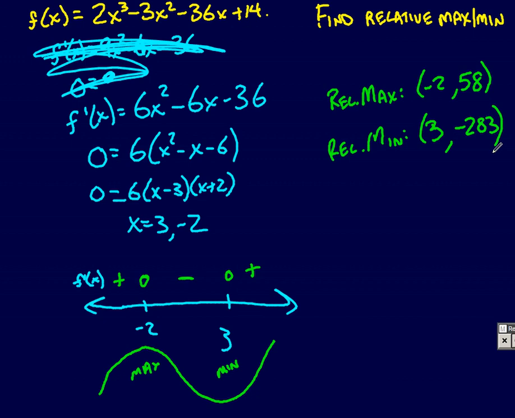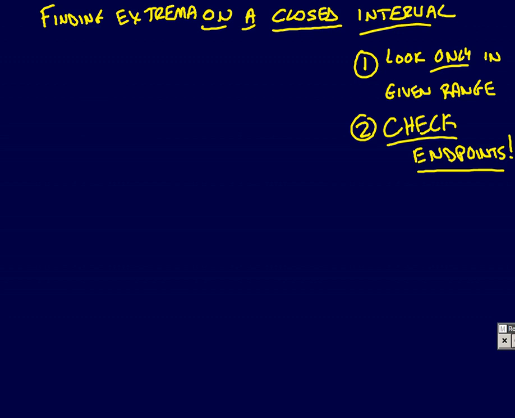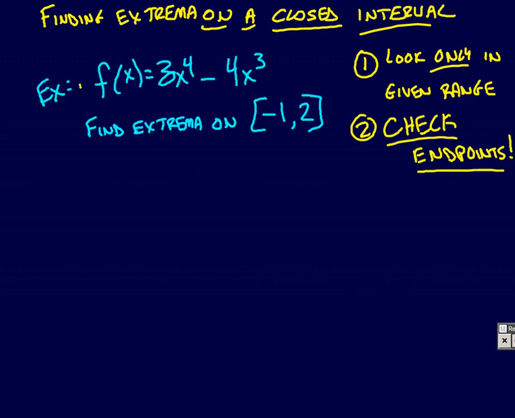So that's how you end up finding relative maximums and minimums, and we're going to push into doing something called a first derivative test very soon. But the one thing we wanted to also talk about was finding extrema on a closed interval first. So what I mean by that is, we want to find extrema on this closed interval. We do everything the exact same. We want to look only, though, in this given range that we have here, and we must check the endpoints as well.